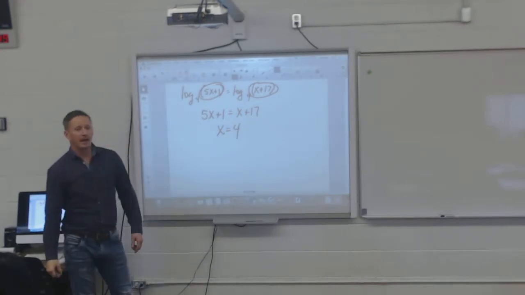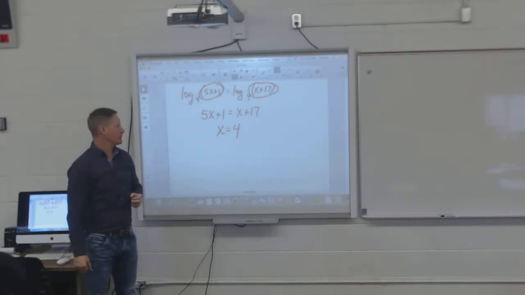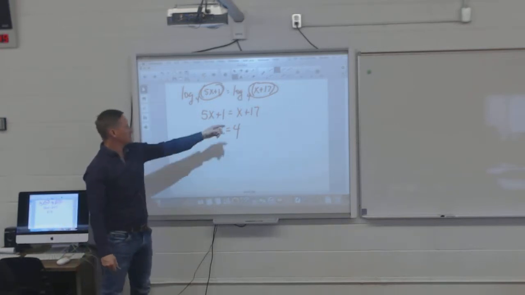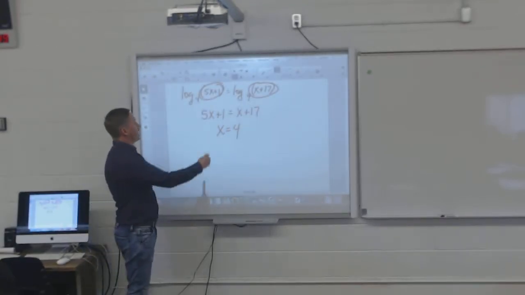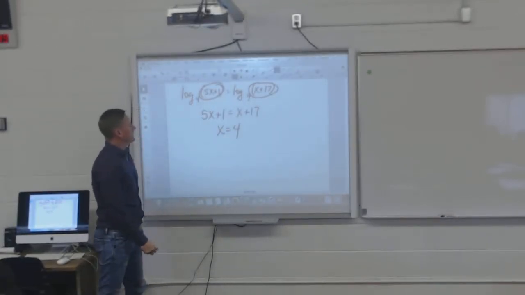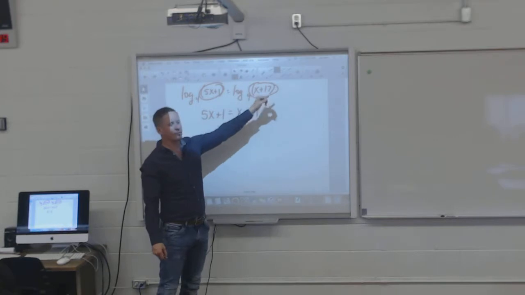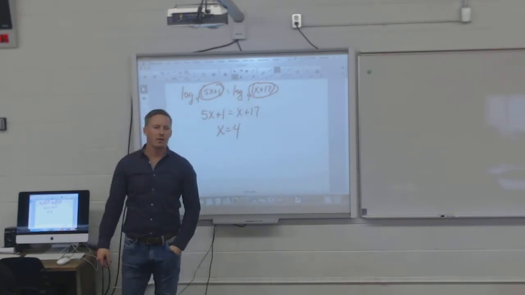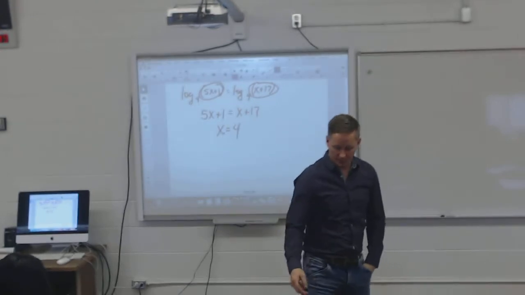4. Now you got to check the answer though. That is part of the problem. You do have to check the answer to make sure it's right. Okay, so I subtracted x, subtracted 1, 4x equals 7. So I put it in here. Okay, 4 in here. 5 times 4 is 20, 20 add 1 is 21. 4 plus 17 is 21. They're equal. Done. Question's done. Simple, right?